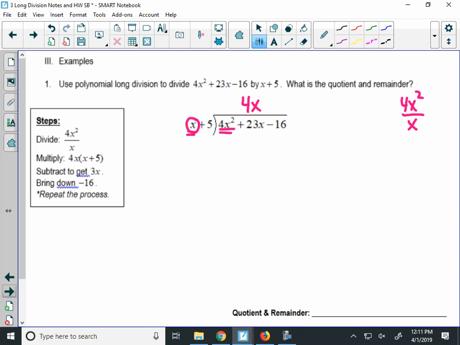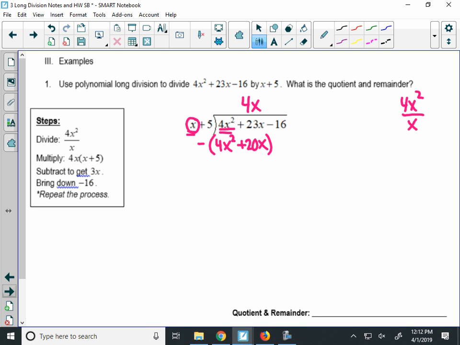Now, we have to write our stuff underneath so that we can subtract. So we multiply 4x times x is 4x squared. That goes under the other 4x squared. Now we do 4x times, multiply by both terms out in front. 4x times 5 is 20x. Now my suggestion to you is you put all of that in parentheses, and we're going to subtract and put the minus sign out in front.